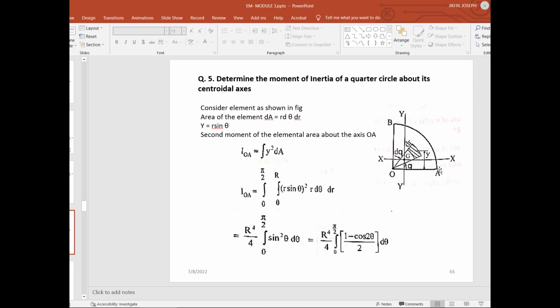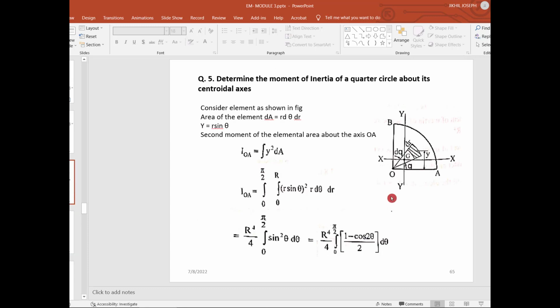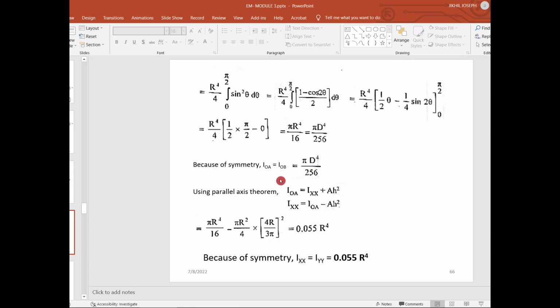Again for the quarter circle, similar derivations are there. And because of the symmetry in both the x direction and the y direction about the centroidal axis, the values of Ixx and Iyy are 0.055 r raised to 4.